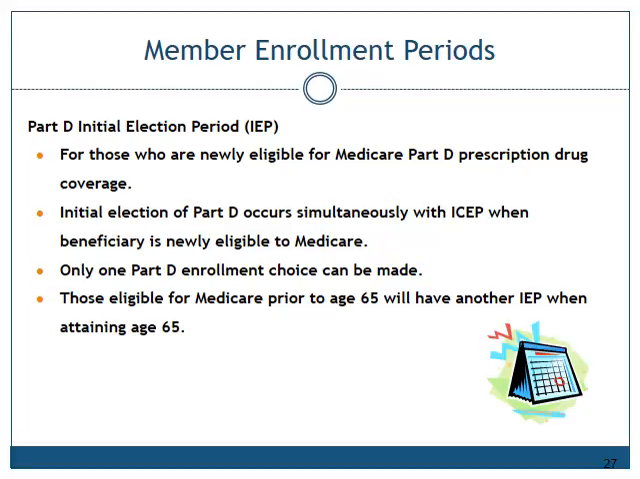Part D Initial Election Period, IEP, for those who are newly eligible for Medicare Part D prescription drug coverage. Initial election period of Part D occurs simultaneously with ICEP when beneficiary is newly eligible to Medicare. Only one Part D enrollment choice can be made. Those eligible for Medicare prior to age 65 will have another IEP when attaining age 65.